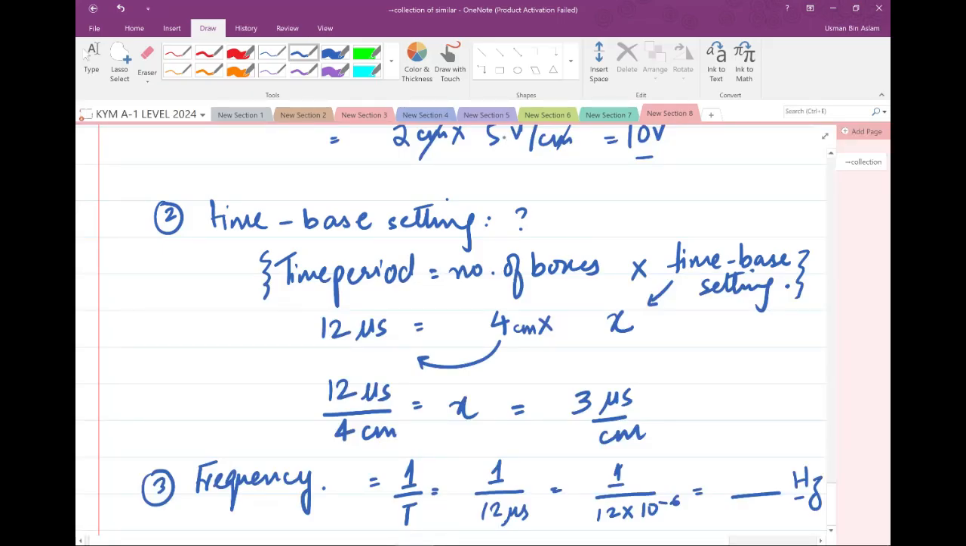Do you understand that? Yes. That's how you are going to deal with time base and Y gain settings.